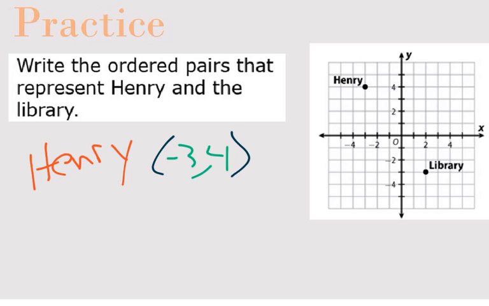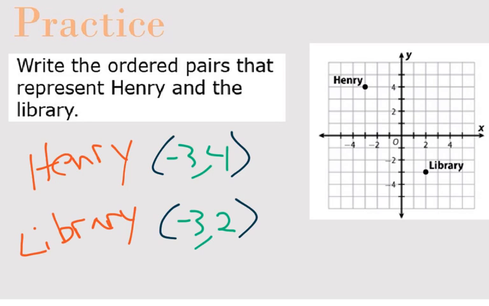We go down 3 and to the right 2. So for the library, we're going to be at -3 and +2. So there is a look at ordered pairs, locating ordered pairs on a coordinate plane, and some of the different vocabulary words that we use when using the coordinate plane.